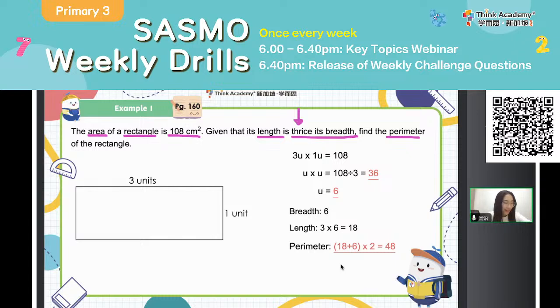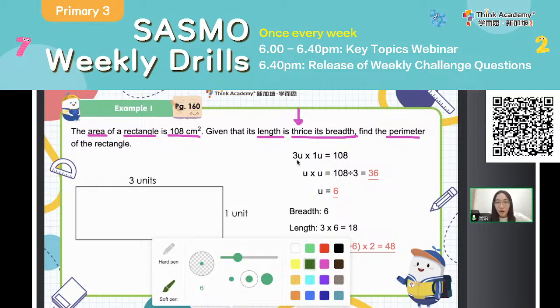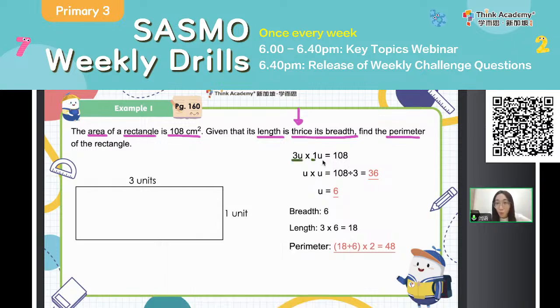Okay, 48. Again, I want to explain the first part. You see 3 unit times 1 unit. How to do that? You can just regard it as 3 times unit, right? Just regard it as 3 times apple, and then times 1 unit, that is times 1 apple, something like this. And then equals to 108.